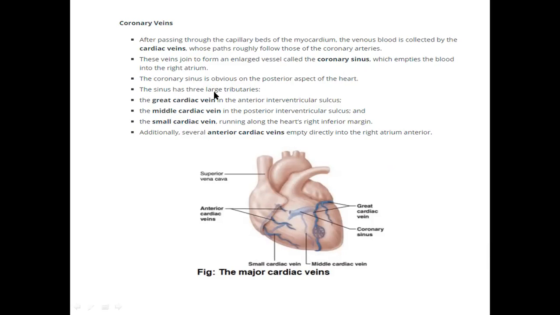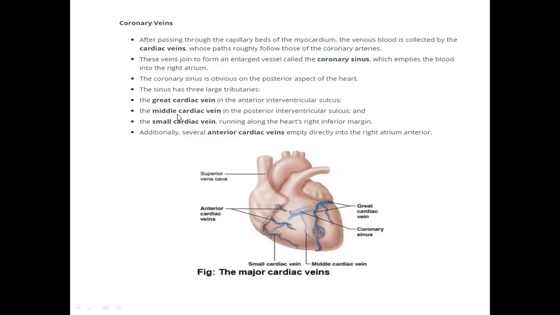Now the sinus has three large tributaries. The tributaries are the smaller veins that come together to form the coronary sinus. So what are the three large tributaries? They are the great cardiac vein in the anterior interventricular sulcus. So this is the great cardiac vein in the anterior interventricular sulcus, and it drains into the coronary sinus.